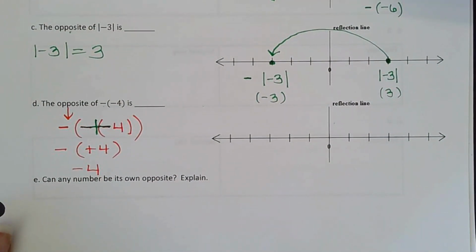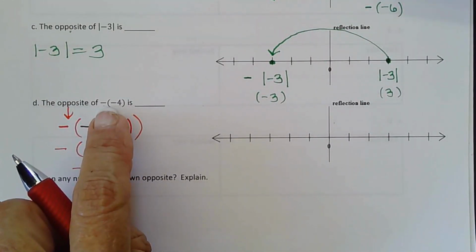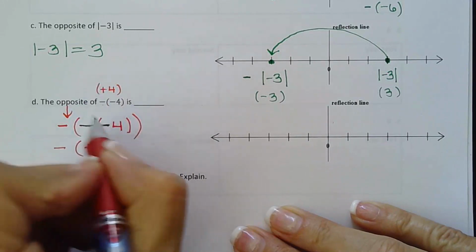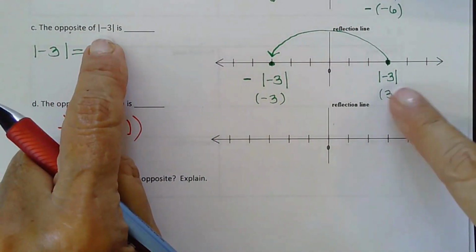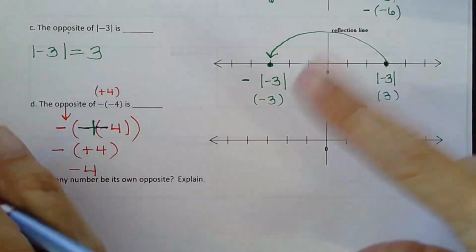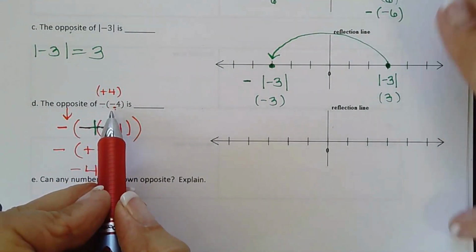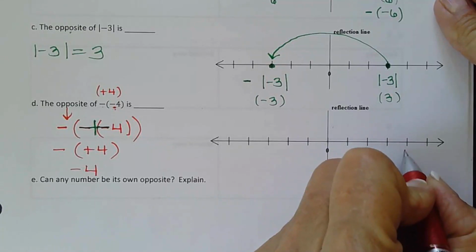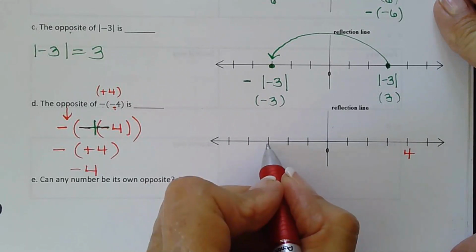So does that make sense? First we have to plot this. We're going to be plotting +4, right? Because a double negative is a positive. Just like here, we plotted 3 first and then went to the opposite. So we have to plot this number first. This is just another way of writing positive 4. Double negative turns into a positive. And then its opposite, obviously, is negative 4.